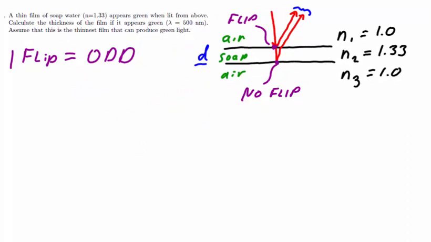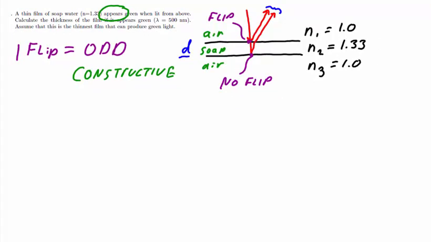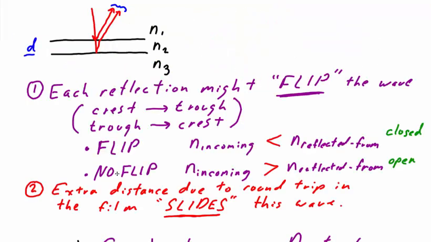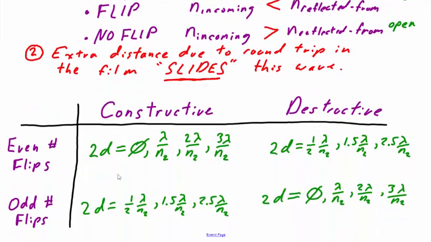The next thing we must investigate is the wording of the problem, and we see that this soap film appears to be green. Because it appears green, this means that the green light is undergoing constructive interference. So, referencing the table that we formed earlier, we will go to the odd row and the constructive column and thereby find that the formula for the round trip distance is the half integer formula. And this is the one that we will copy into our problem at hand.